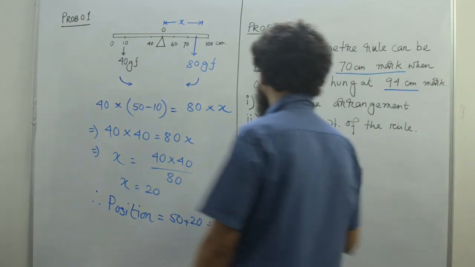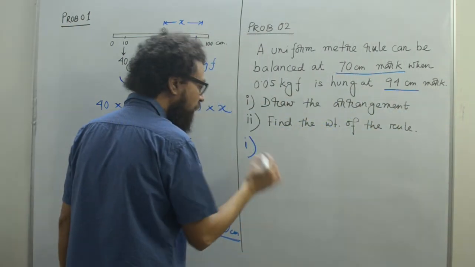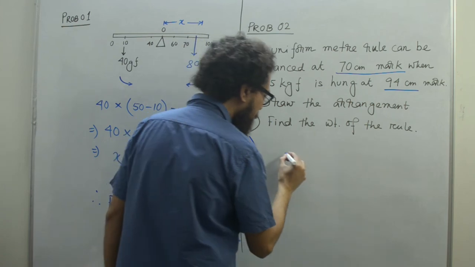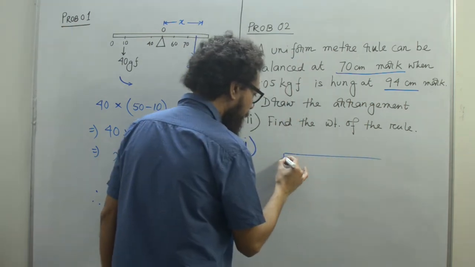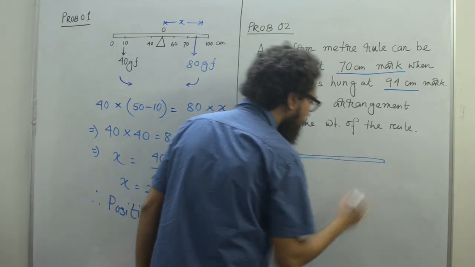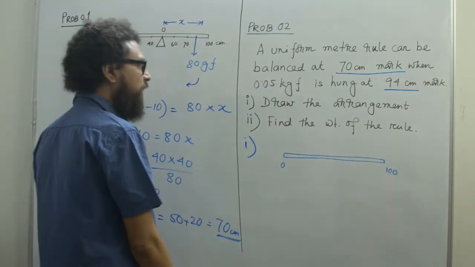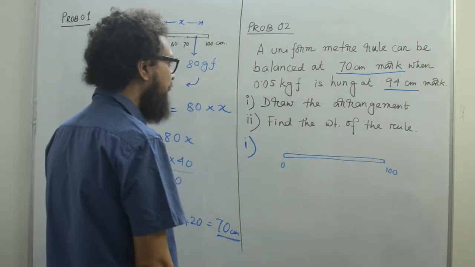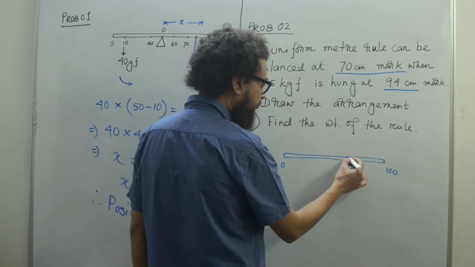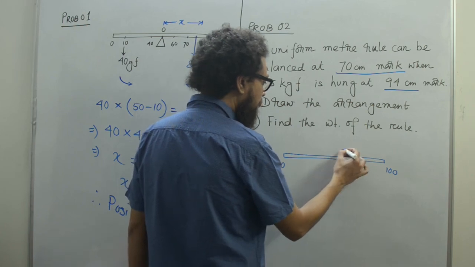Good. Let us draw the arrangement. Number 1. It will be done in this much place. It's very simple. Don't worry. So this is the meter rule. Let us mark it 0. Let us mark at 100. Good enough. We have 2 marks given. 70. So 70 will be somewhere here. So this is 70.